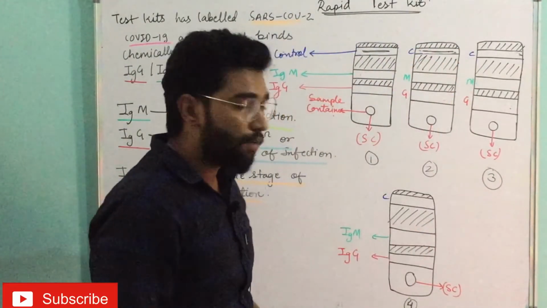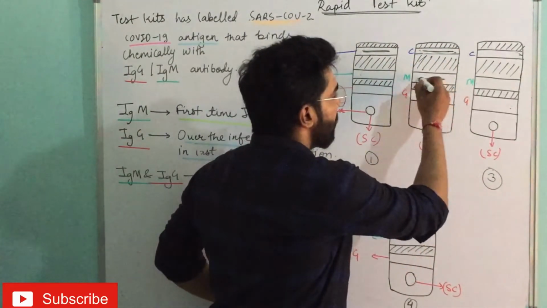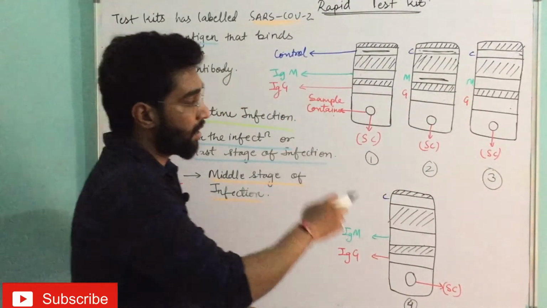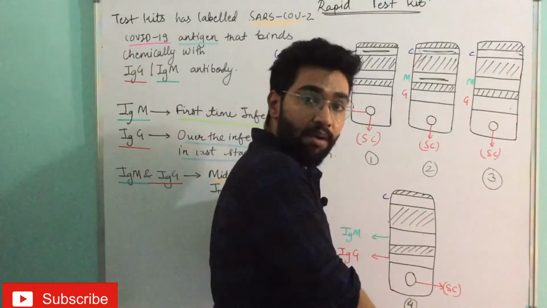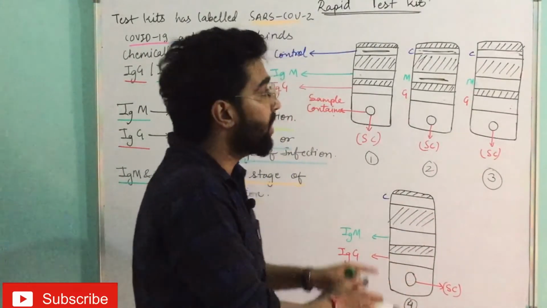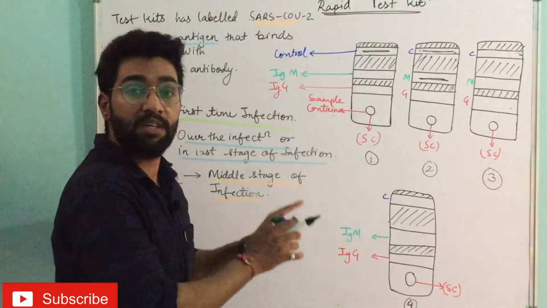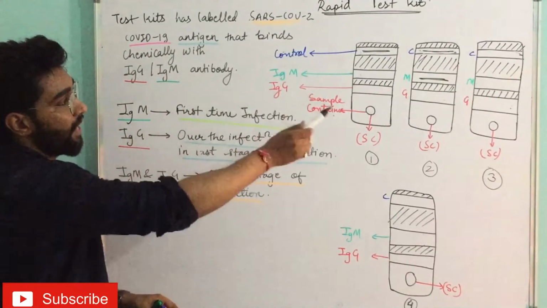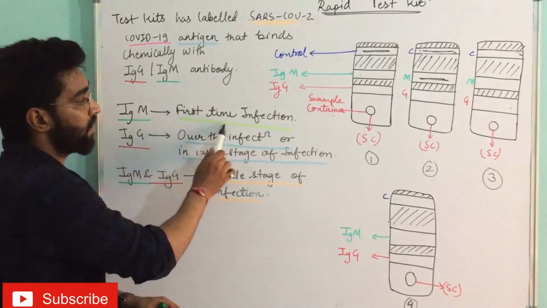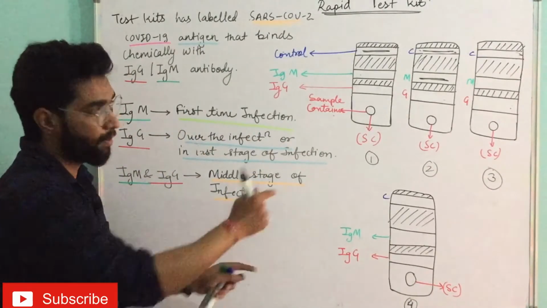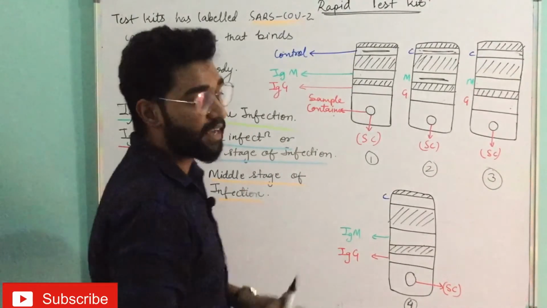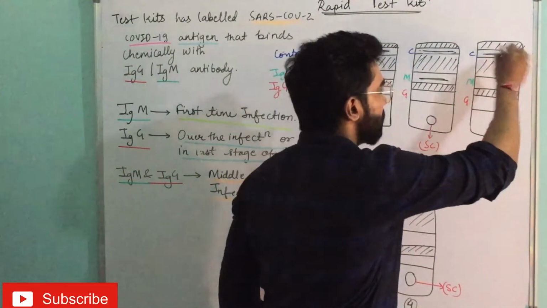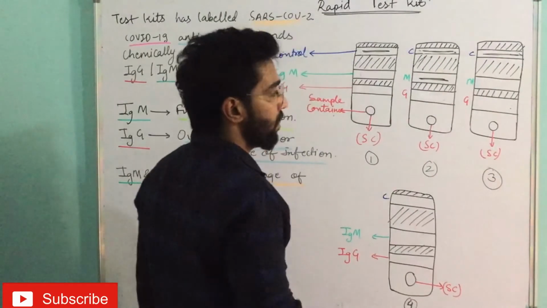Now if a line appears on the M region, that is the IgM antibody region, then the kit shows that yes, a person is coronavirus positive, but he has been infected with the virus for the first time. So if a line appears on IgM, then it is the first time infection of the coronavirus. The person is positive. Next, for kit 3, we have done the same, the control line appears on the C region, the control region, so the kit is working well.